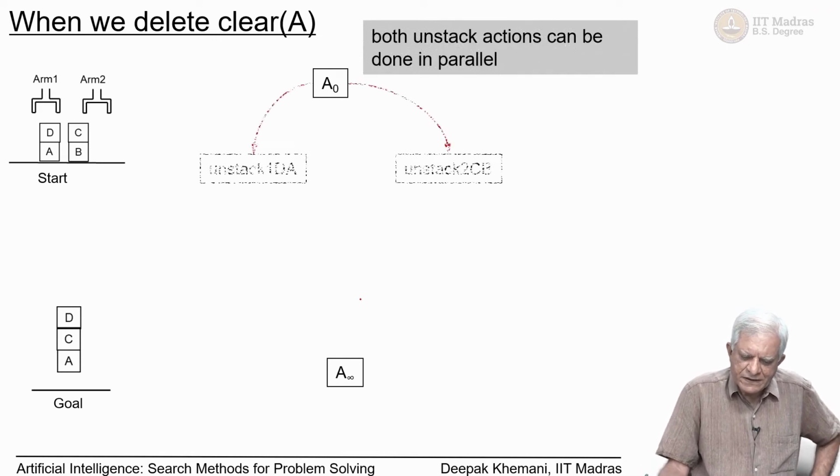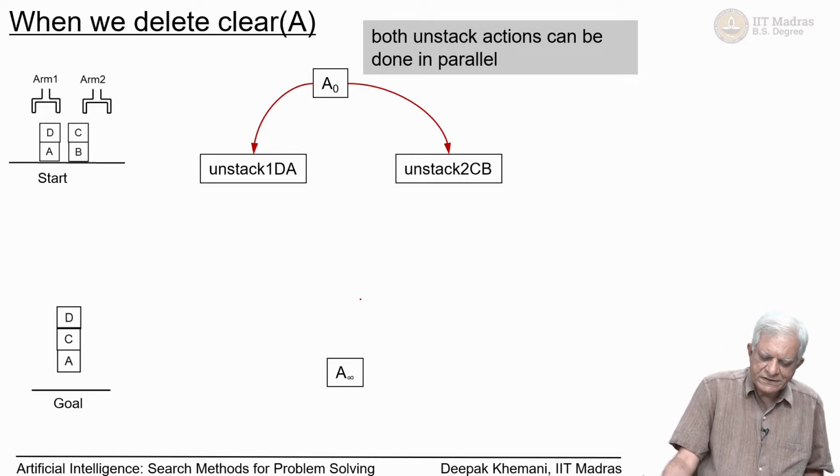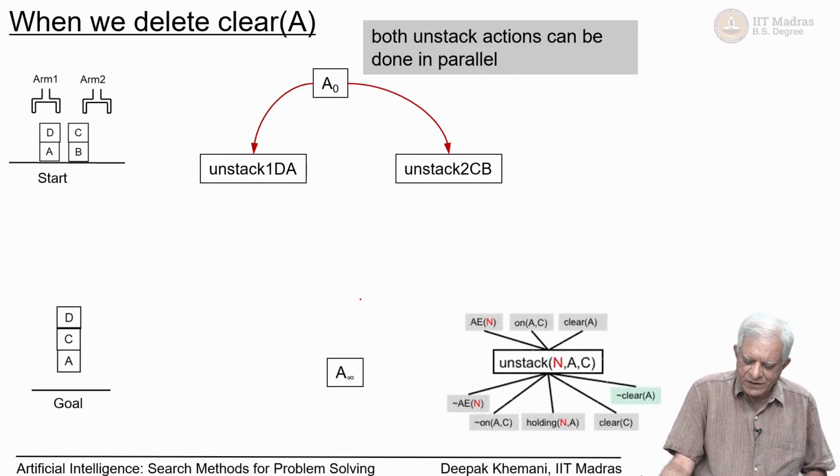So, initially both unstack actions can be done in parallel, because we have these 2 arms which are doing this. So, unstack D from A using arm 1 and unstack C from B using arm 2. They can be done in parallel. Now, our unstack option has this delete option essentially.